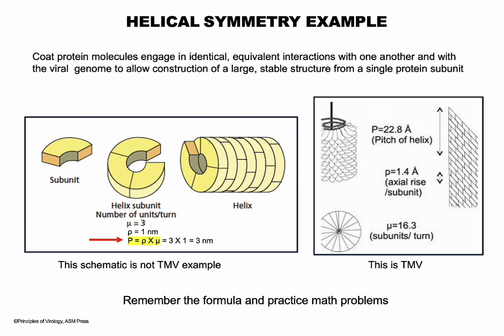In TMV, there are 16.3 protein subunits per turn, and each protein subunit has a 1.4 angstrom rise along the axis. So the pitch of the helix is approximately 22.82 angstrom. The calculation is P equals rho multiplied by mu. For TMV, it's 16.3 multiplied by 1.4, that is 22.82. So the pitch of the helix is approximately 22.82 angstrom. Below are the calculation details.